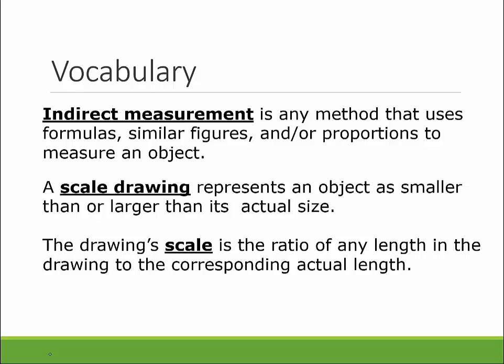A scale drawing represents an object as smaller or larger than its actual size, and the scale is the ratio of any length in the drawing to the corresponding actual length. And this is something you see all the time on a map. On a map, it's obviously not real life size. It might say something like an inch represents 1,000 miles if you were looking at a big map.